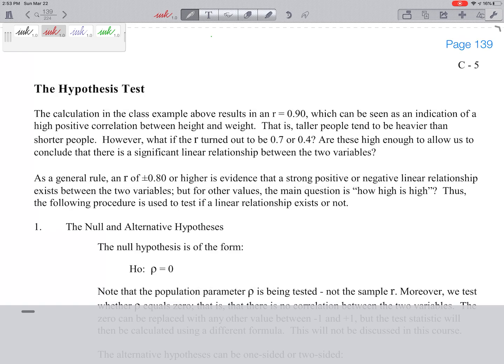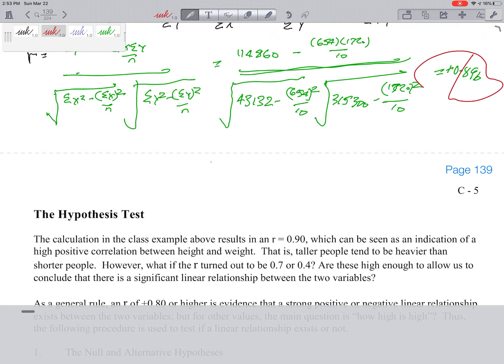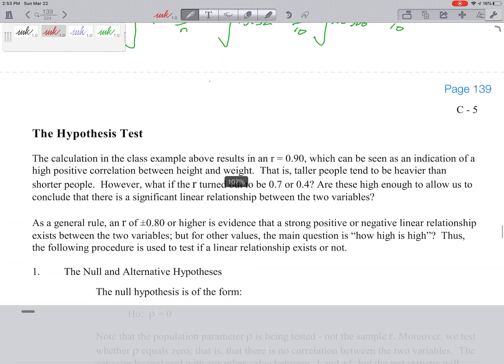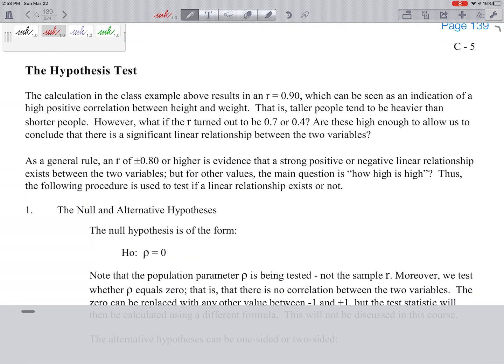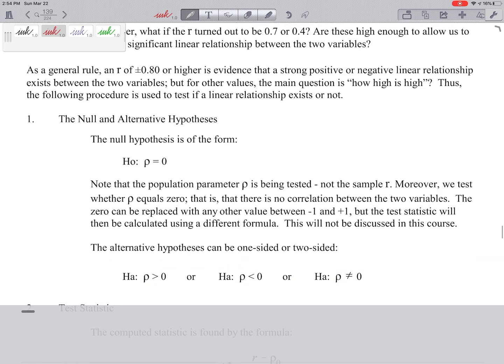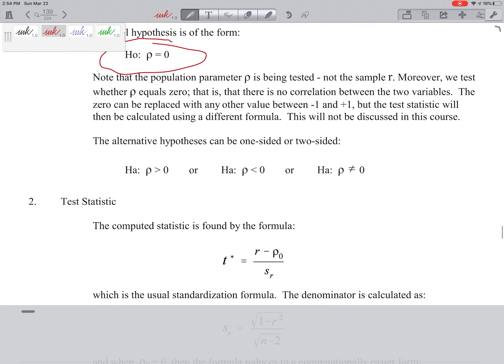So we want to take a look at whether R is actually significantly positive in this case. We're going to use a hypothesis test, and it's set up the same way as any hypothesis test. So the null hypothesis is that rho is equal to 0. Again, it could be that rho is equal to 0.5 and we want to test that, but we'll not do that. The null hypothesis says that there's no linear relationship between the two variables, and that means that rho is equal to 0. The alternative is that rho is positive, or it's negative, or that it's not equal to 0, so that there's some relationship, but we don't know whether it's a positive or a negative one.